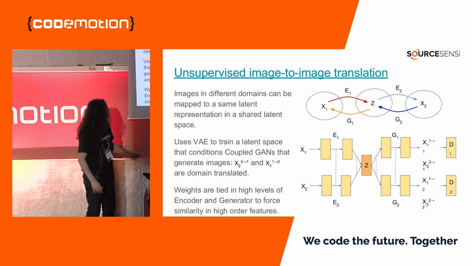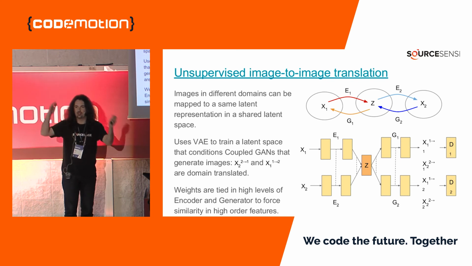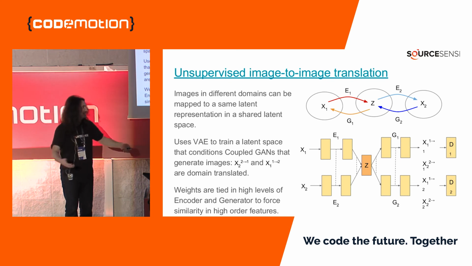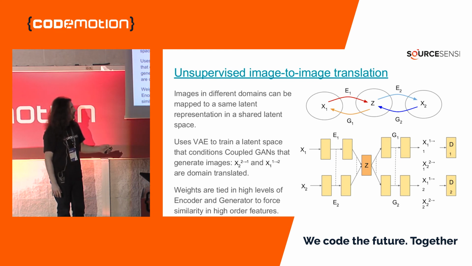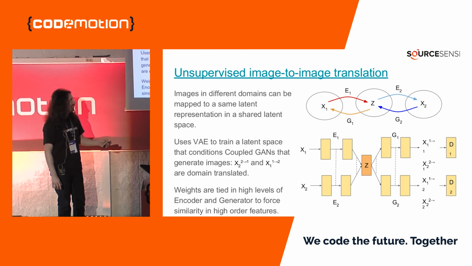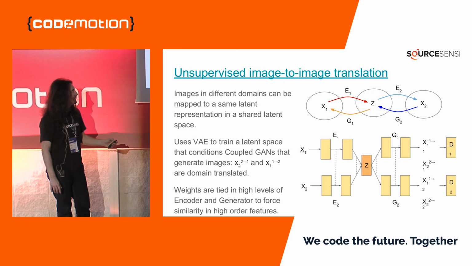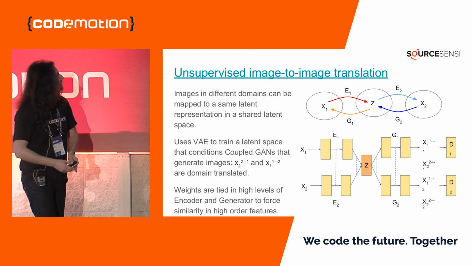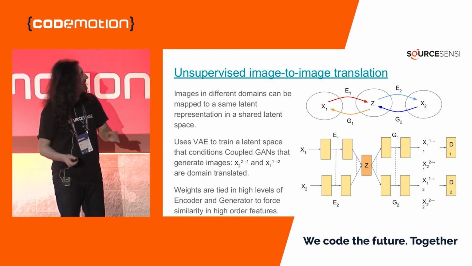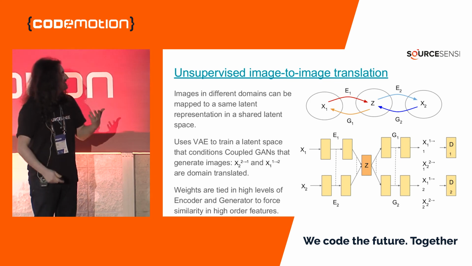How does it work? Since everything is unsupervised, we take a bunch of images in the night setting, a bunch of images in the winter setting, a bunch of images in the spring setting, and so on. We put them in different sets. And then we have to learn a mapping function that learns a concept which is in between the two sets. And then we learn functions that let us jump from one set to another. So images in different domains can be mapped to the same latent representation over a shared latent space.